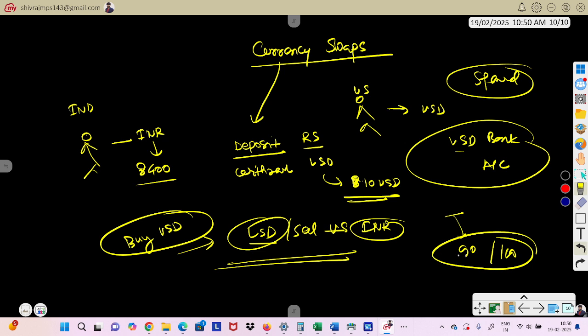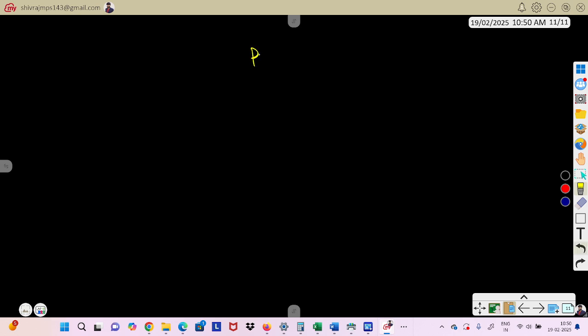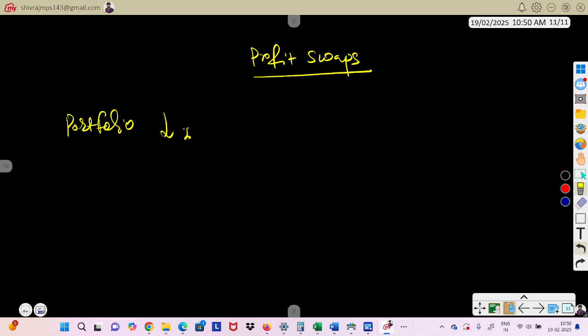And another contract which is profit swap, right? I'll just explain in just 5 minutes. Profit swaps. See, if let's say you have a portfolio with 1 crore value, and that portfolio includes stocks and bonds, stocks of 80 crore and bonds of 20 crore.